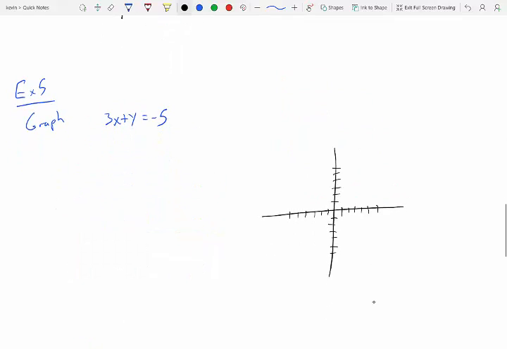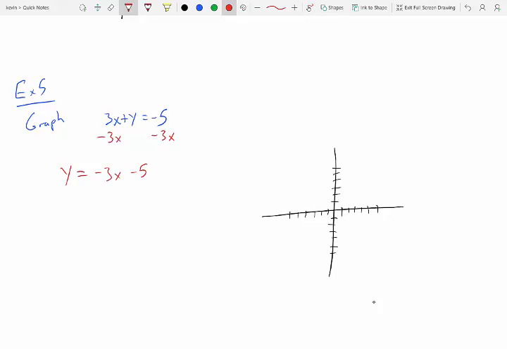We scroll down to our last example. We need to graph 3x plus y equals negative 5. Well, our other examples had y by itself, so that's what we want to do first. We want to look at this and we want to say we want to get rid of 3x. So we subtract 3x from both sides. My new equation is y equals negative 3x minus 5.